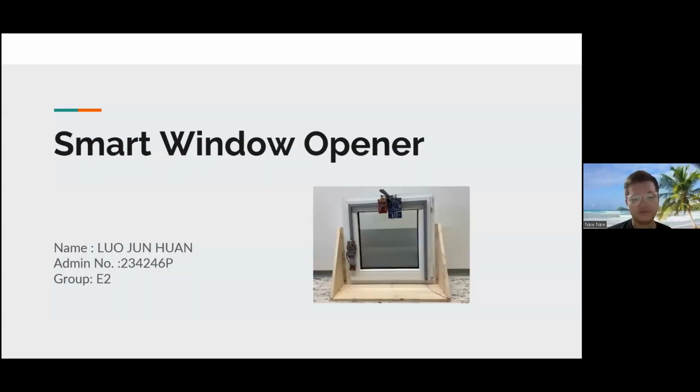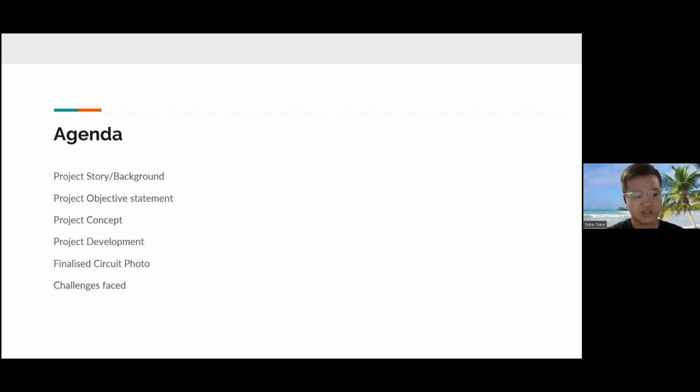Today I'll be going through my project, the Smart Window Opener. So I'll be talking about my agenda, which are the things that I'm going to go through about my project: the story of the project, the objective of my project, the concept of my project, and the development of my project. As well as you get to see a finalized circuit photo and the challenges I faced in this project.